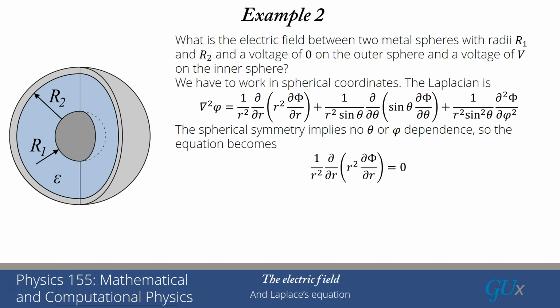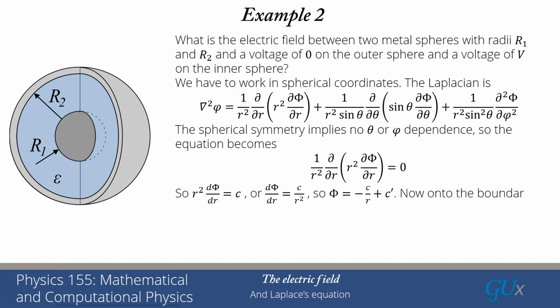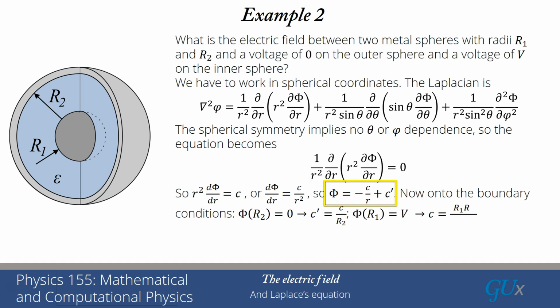Now I can get rid of the 1 over r squared, and because when the derivative of something is equal to 0, that means the something is a constant. What we learn is r squared d phi by dr is equal to a constant. Now if I divide by r squared, that tells me d phi by dr is equal to a constant over r squared. I need to integrate that, and I find phi is equal to minus c over r plus another constant. Okay, just like before, onto our boundary conditions.